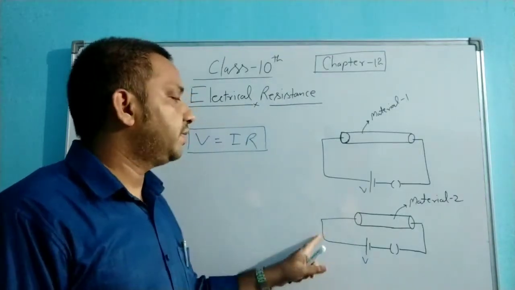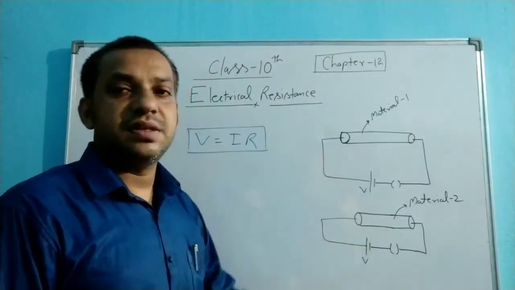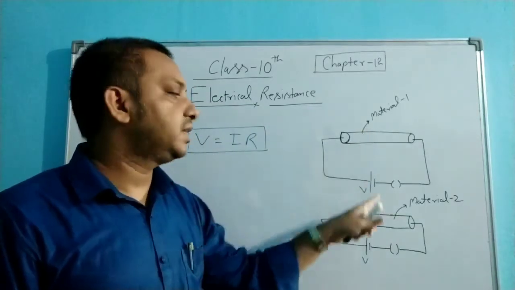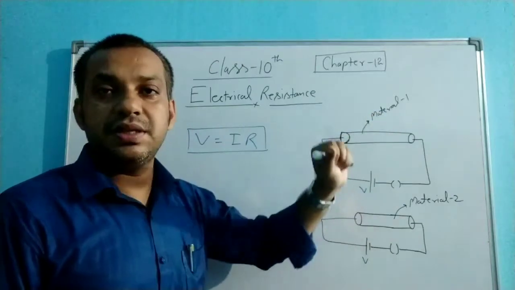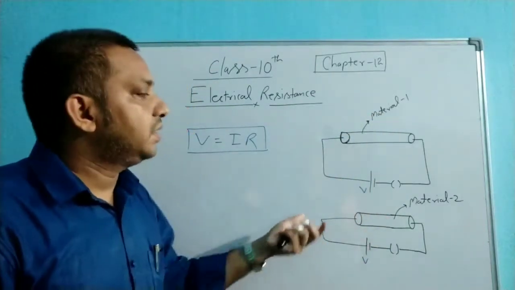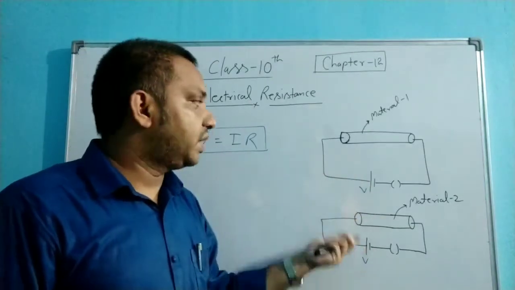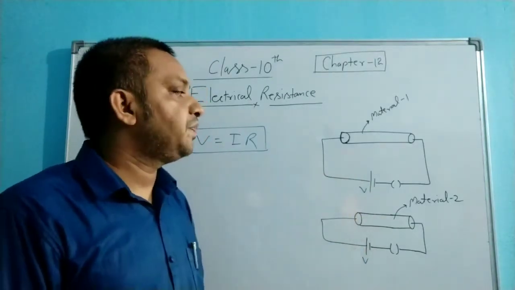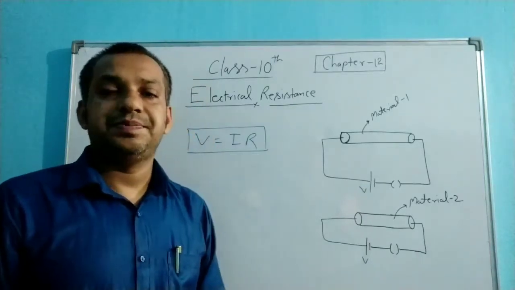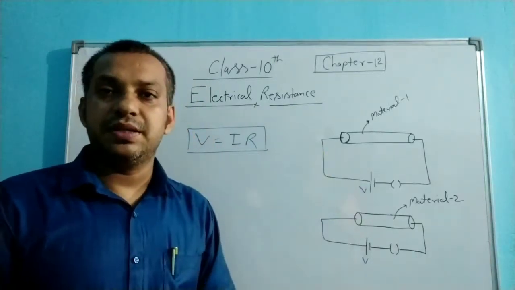So what is the reason for the current being different in both circuits? If you are taking identical conductors of different materials, that means the length of the conductor is the same and the area of cross section is the same. So then why is the current different? Here, because the opposing behavior to the movement of the charge is different.